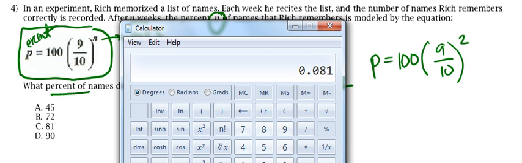I take it back here, wait a second. 0.9 to the second power, 0.81. There we go. And then I would multiply that times 100. And so I am going to leave you to that to find your percent.